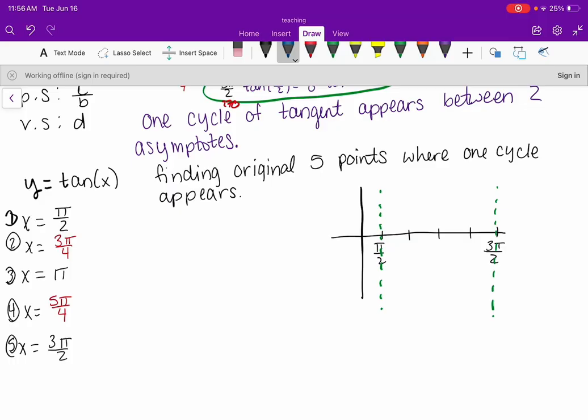Now let's talk about my y's. For my y's, I'm just going to go ahead and plug all of these into tangent. So if I do y equals tangent pi over 2, that would be 1 over 0, which is undefined. And that's why I have an asymptote there.